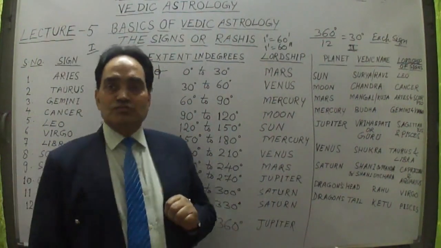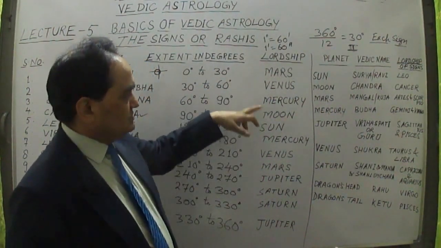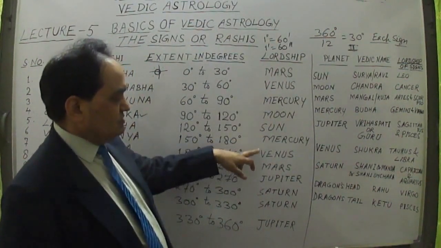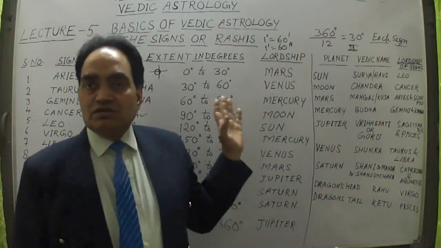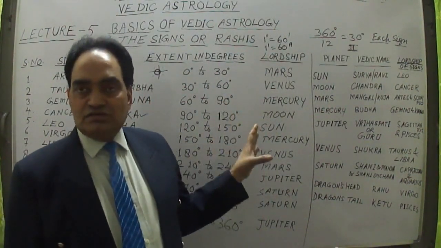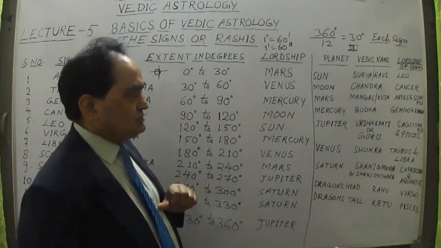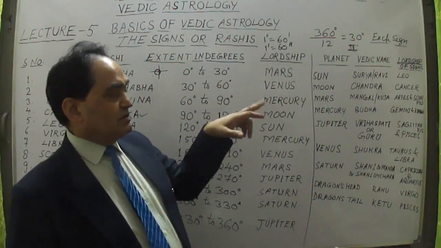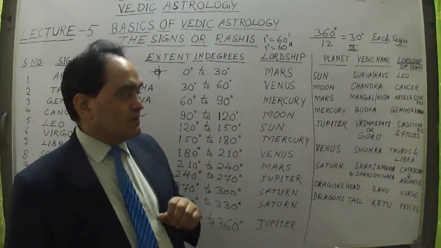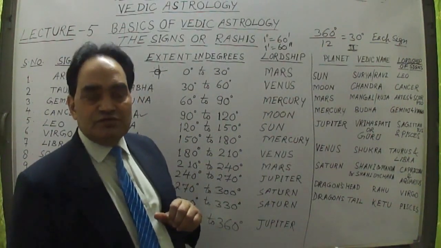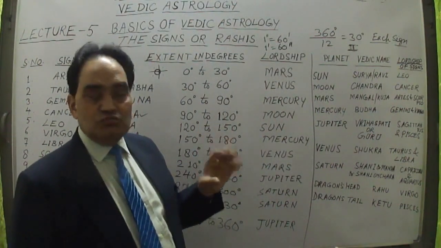Mercury is also lord of two signs. The third one is Gemini, and the sixth one is Virgo. Mithun Rasi and Kanya Rasi, these two Rasis are lorded by Mercury, or Buddha. Both Vedic names I have written down there: Buddha or Mercury lords two signs, Gemini and Virgo.